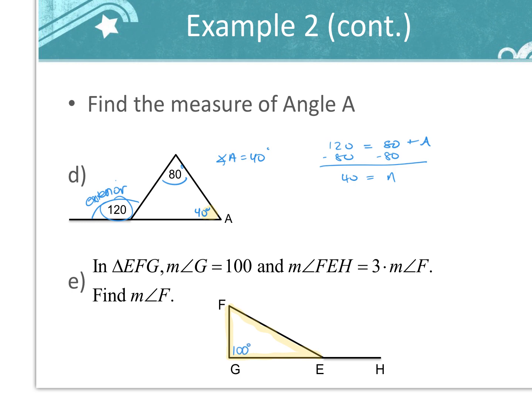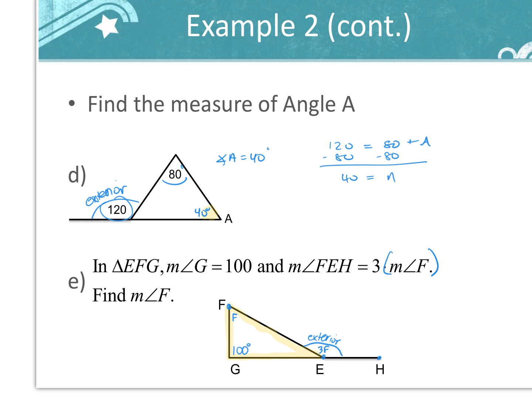Then they say the measure of angle FEH. Well, if I start at F, I go down to E, and I go over here to H, what they're talking about is this angle. So they're referring to this exterior angle. And they tell me that FEH is 3 times the measure of angle F. So let's call angle F, F, okay? So this is 3F.